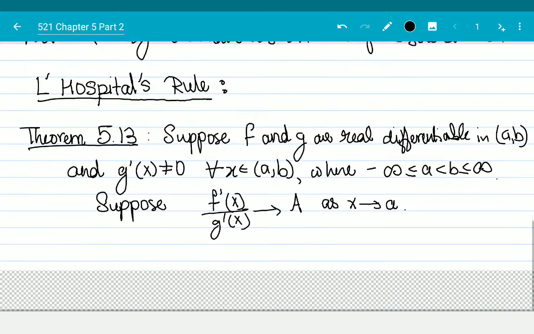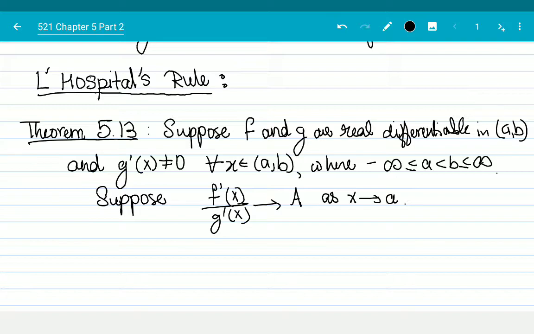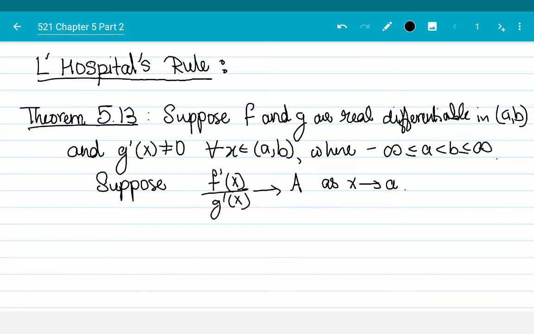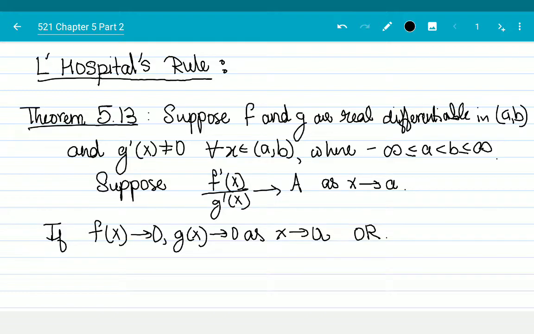Then, if f of x goes to 0 and g of x goes to 0 as x goes to a, or g of x goes to plus or minus infinity as x goes to a.